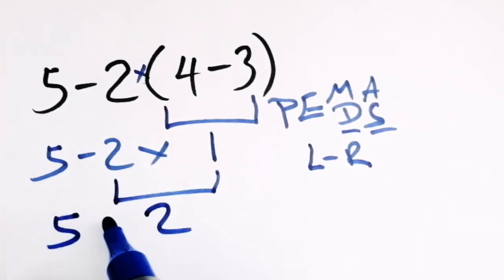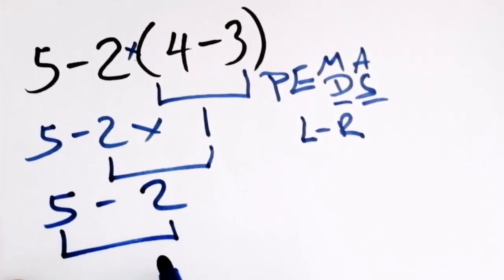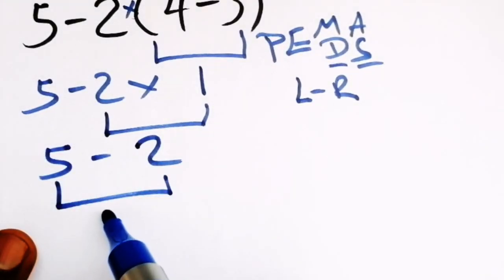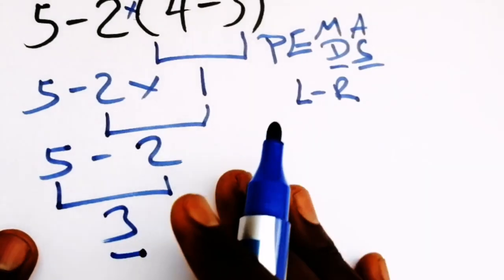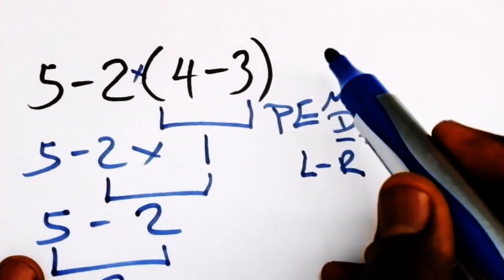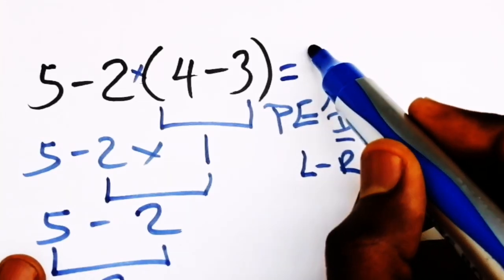Then 5 minus 2 is just 3. Therefore this is the final answer of this problem. The final answer of this problem is equal to 3.